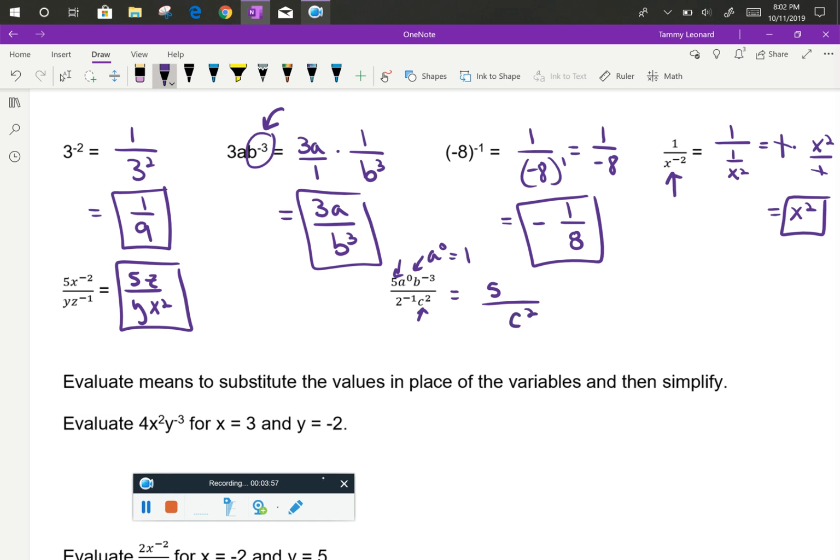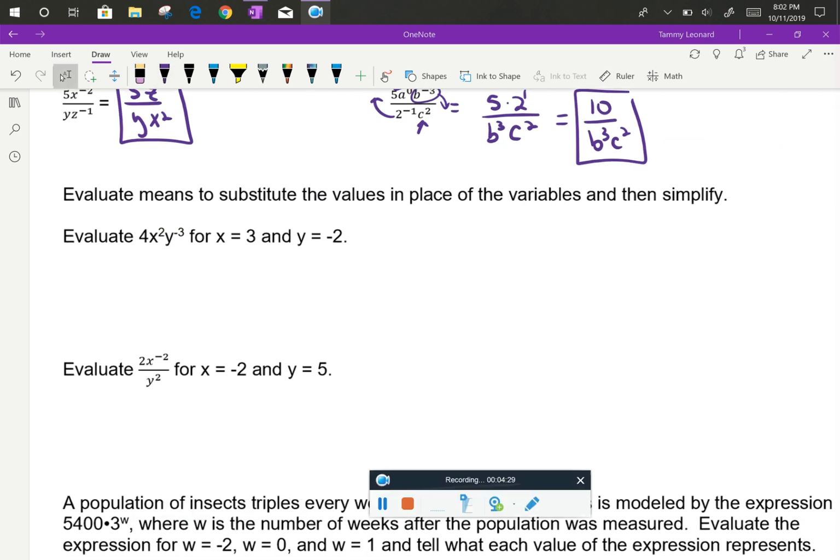The 2 to the negative first belongs in the numerator, because that's where taking the reciprocal would bring it. So this is a 5 times 2 to the first. The b to the negative third belongs in the denominator, because that's where the negative exponent would take it. So we have a b cubed in the denominator. Finally, we can simplify a little bit further. We know that 2 to the first is just 2, and 2 times 5 is 10. In the denominator, we still have b cubed c squared.